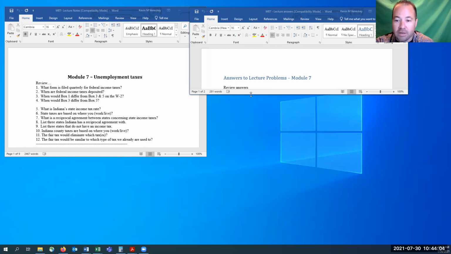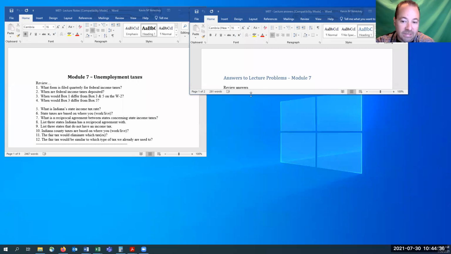When would box 1 differ from 3 and 5 on your W-2? Well, that's going to be when you have retirement monies taken out of your paycheck, because retirement money is not taxed for federal income tax, but it is still left in for FICA taxes, your Social Security and Medicare. And then when would boxes 3 and 5 differ? That's only going to happen if the individual reaches the Social Security cap.